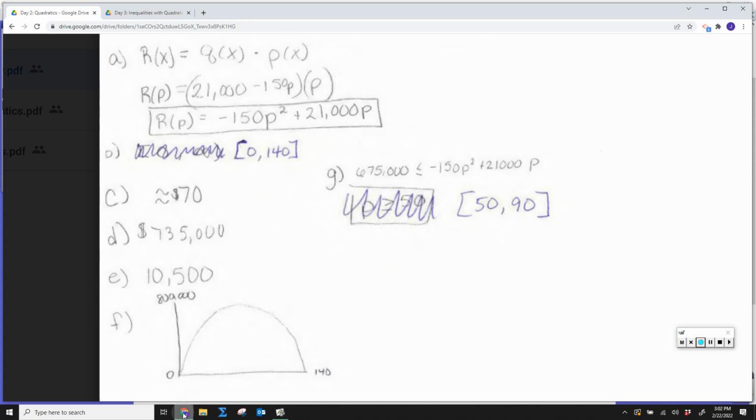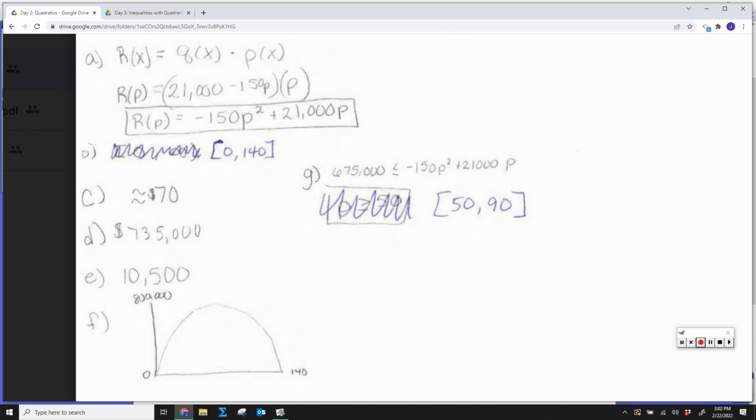Right now, this one, we want to be greater than or equal to 675. So just look up here for a moment, make sure your eyes are here. Here's your graph. If I were to draw a horizontal line, it would go through this graph and leave us with the portion above it. A horizontal line at 675,000, because the highest it reaches is 735. Everything above that line is greater than 675,000. So that occurs between 50 and 90.